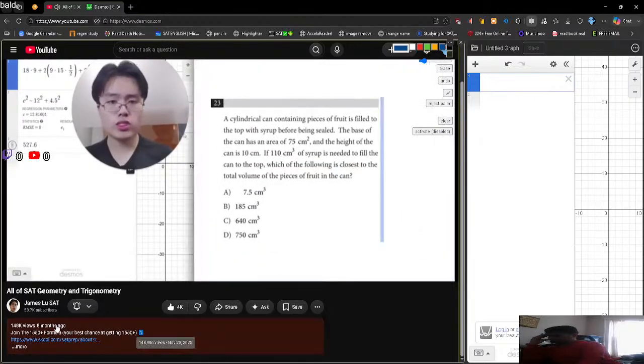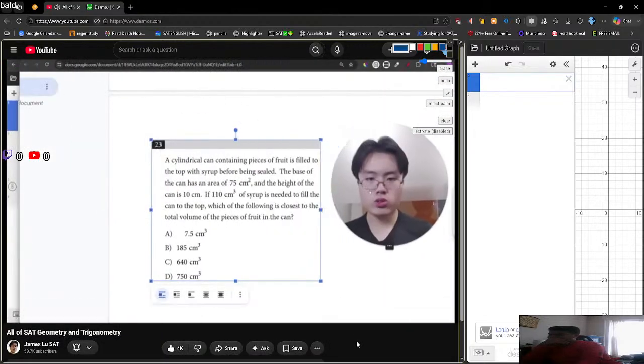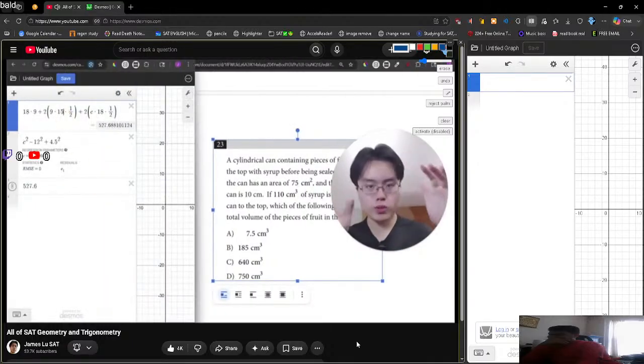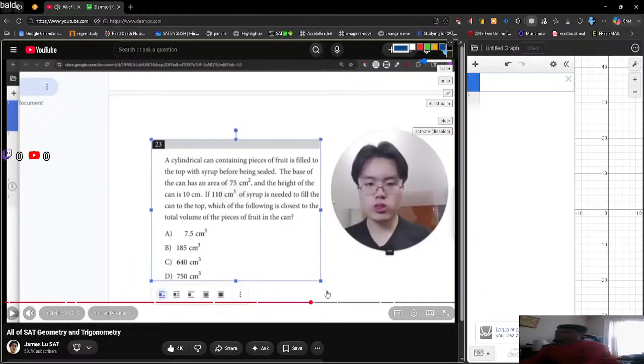This question should be simpler in terms of the amount of steps it takes. But hopefully you can use the same strategy of getting an idea of what the formula is, and then piecing it together. Okay, but hopefully you can use a cylinder can.